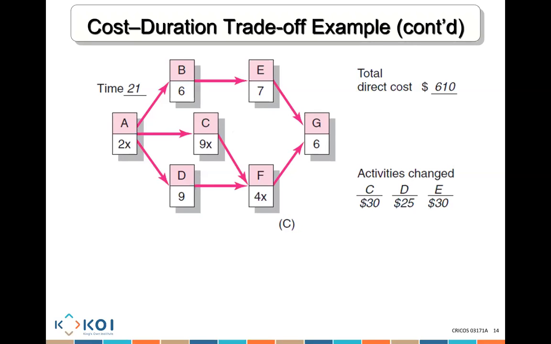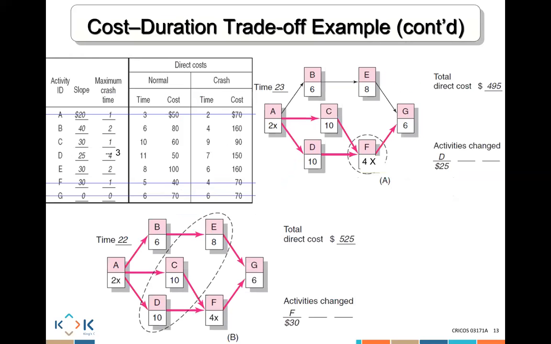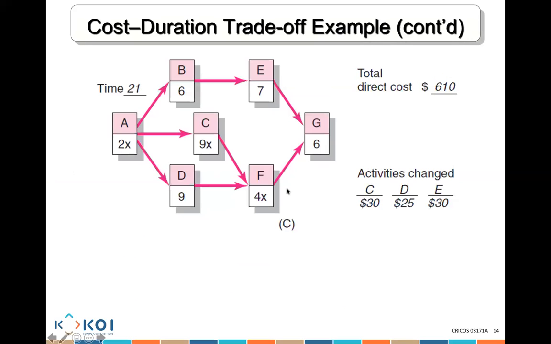Any questions? Yeah, what was the reason why you didn't crash B? Because if you go back and check, B is going to cost you 40, and E is going to cost you 30. Which one is cheaper? Yeah, E. Okay.